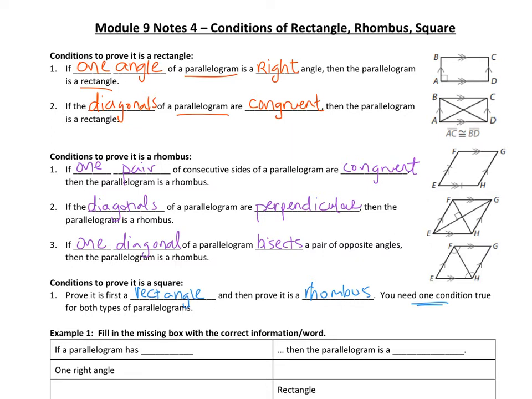So if it's only a rectangle, then it cannot be a square. And if it's only a rhombus, then it cannot be a square. So it has to have rectangle and rhombus characteristics for it to be a square.